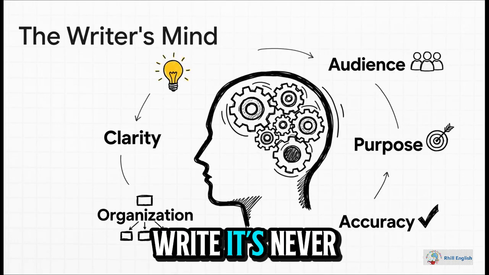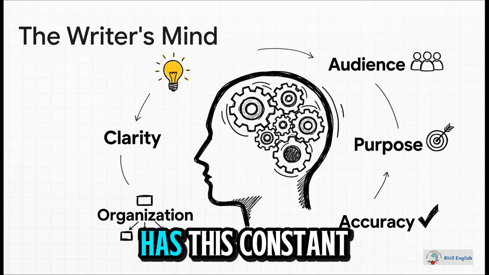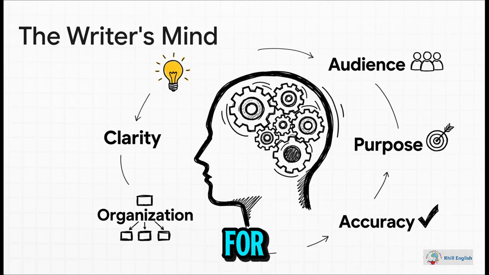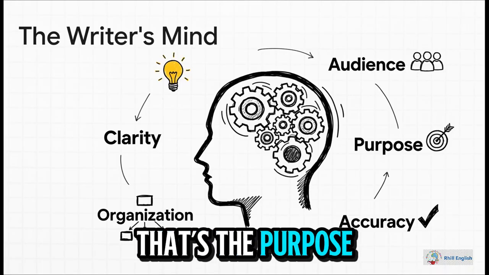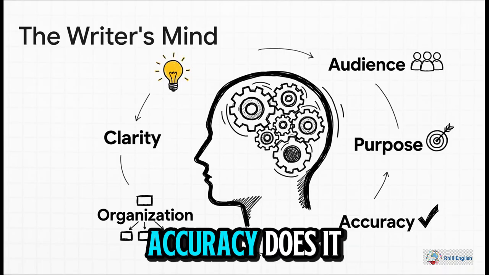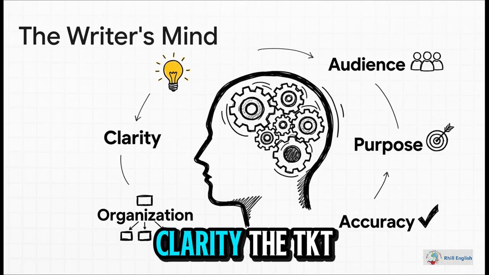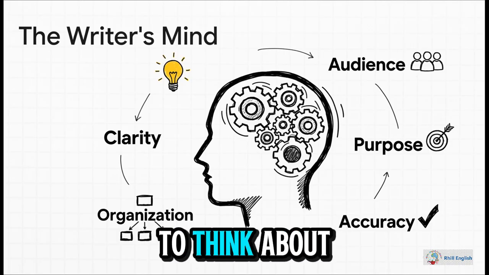So when we write, it's never just about throwing words on a page. A good writer has this constant checklist running in their head. Who am I writing this for? That's the audience. Why am I even writing this? That's the purpose. Is my grammar right? Accuracy. Does it all flow logically? Organization. And the big one: does this even make sense? Clarity. The TKT wants to see that you know how to teach your students to think about all of these things.